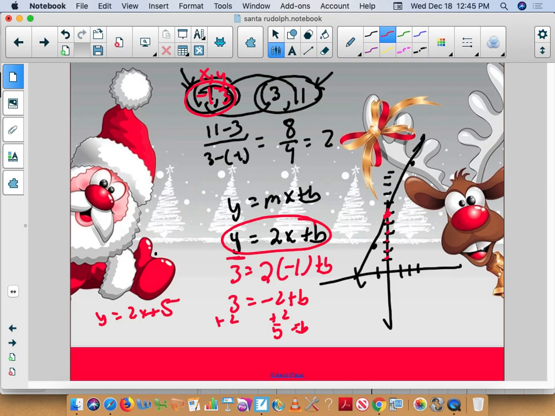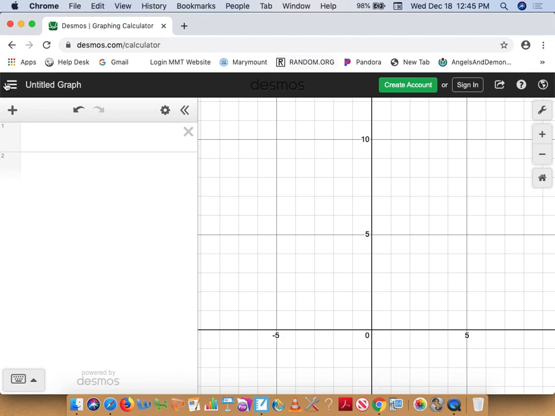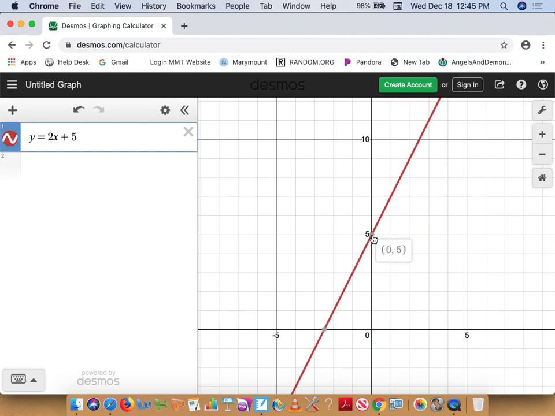Let's put it in Desmos. Thank you, thank you, thank you. All right, so y equals 2x plus 5. All right, so the y-intercept's 5. Watch, can y'all see the point up there? It does go through 3, 11 and negative 1, 3. It's hard to land right on it. Here.